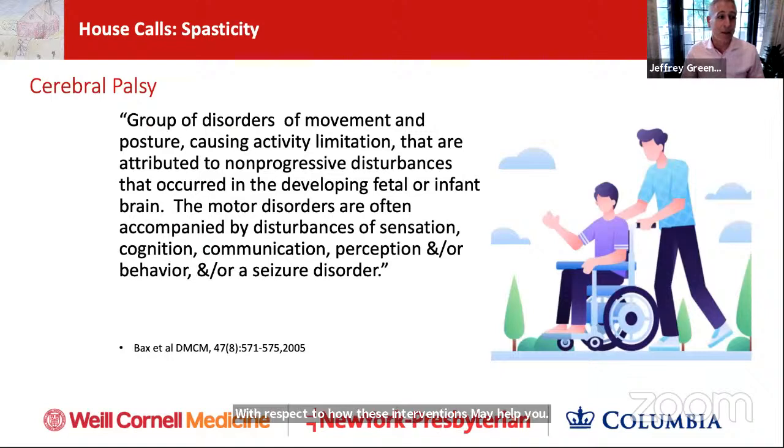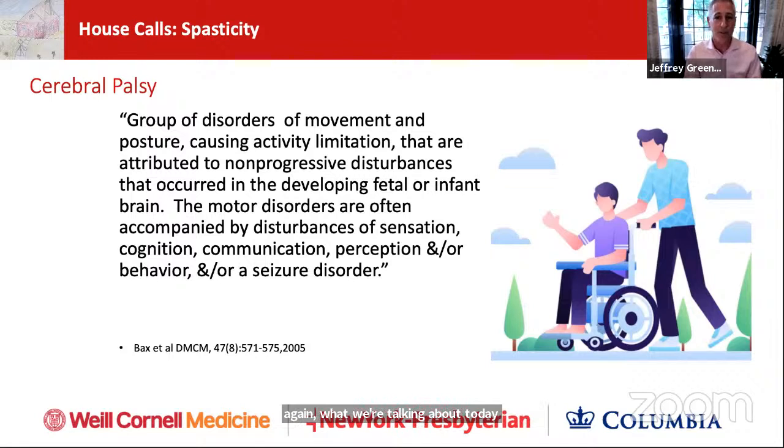So CP, cerebral palsy, the definition is a group of disorders of movement and posture causing activity limitation attributed to disturbances in the developing fetal or infant brain. And this can really affect sensation, cognition, communication, perception. A lot of these kids will have behavior and seizure disorders. And these are all super important when we're talking about a child with CP. But again, what we're talking about today is just simply the spasticity part.